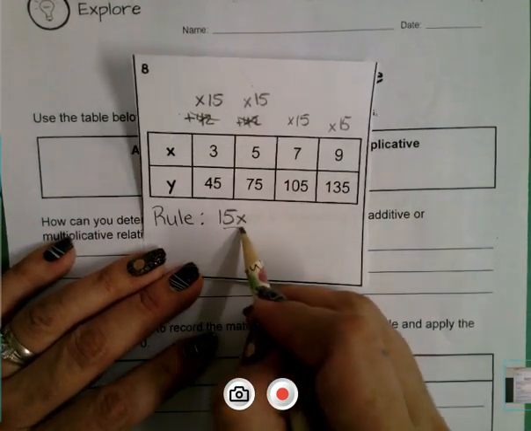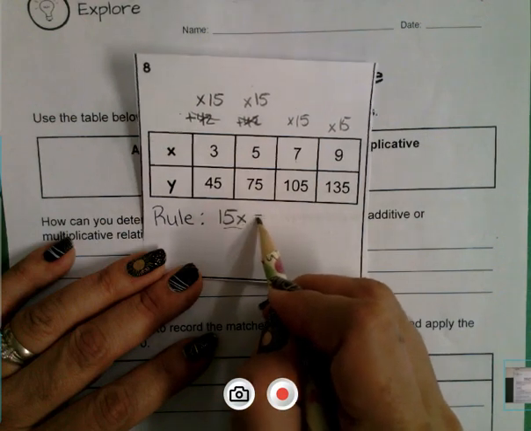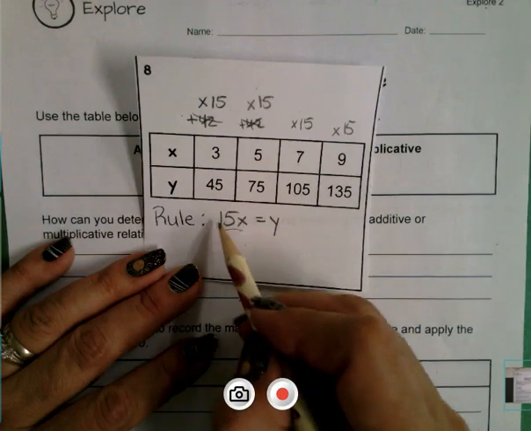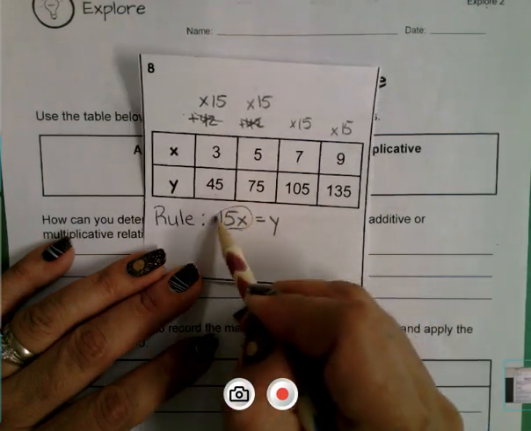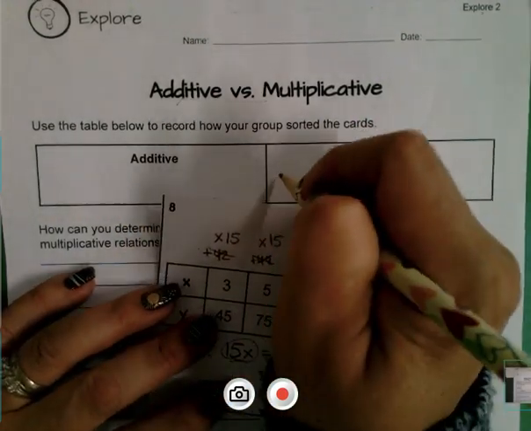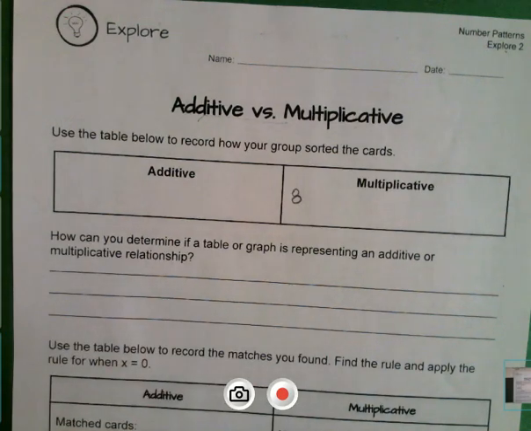Remember, when we have it close together like that, it means 15 times x. And that equals y. That's how we're getting it. So this one looks like it's multiplicative. So I would write the number 8 over here. And I would go on to my next card.